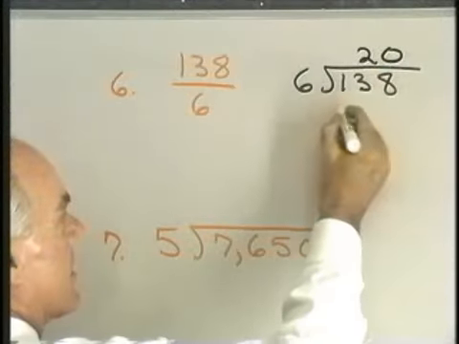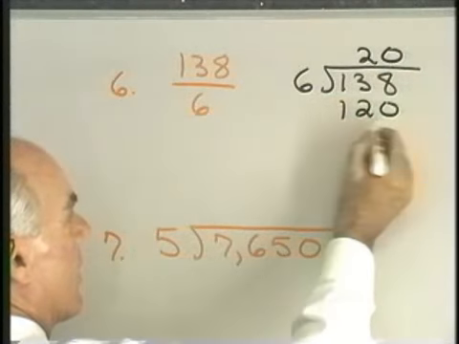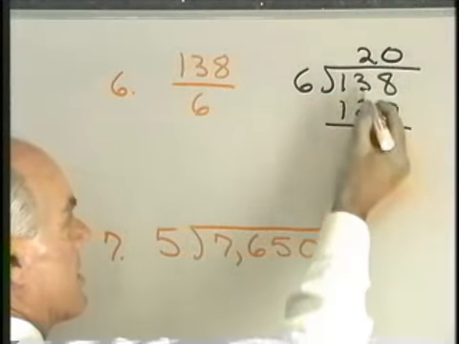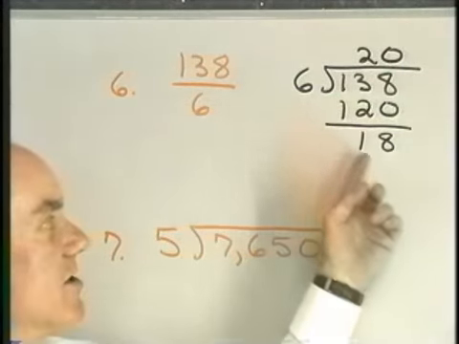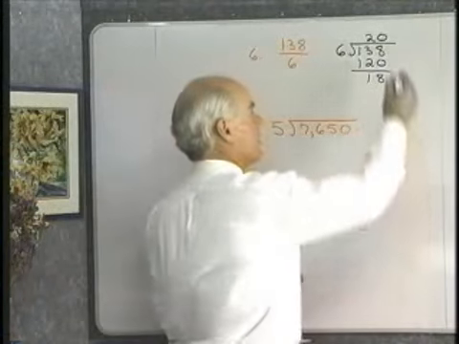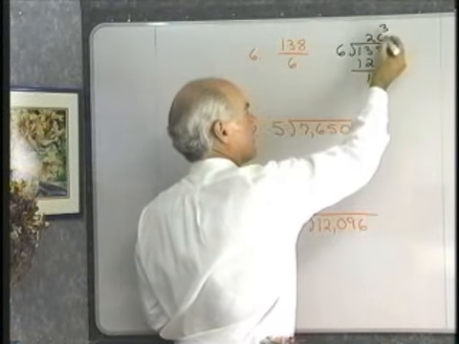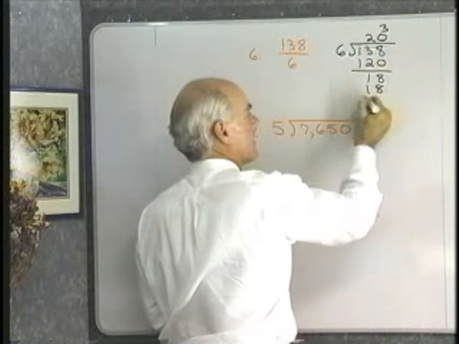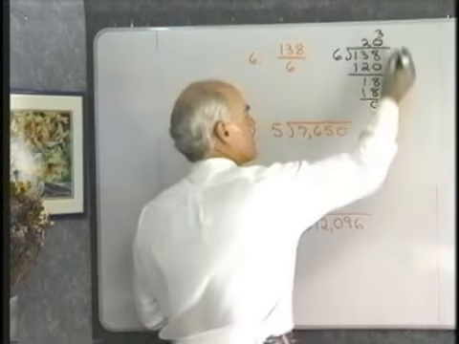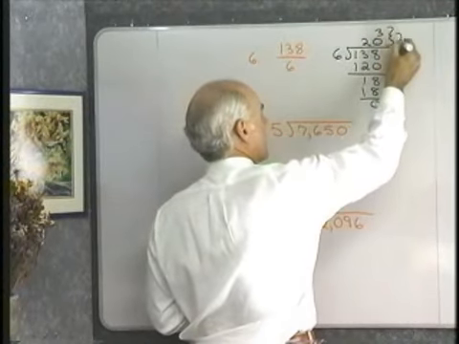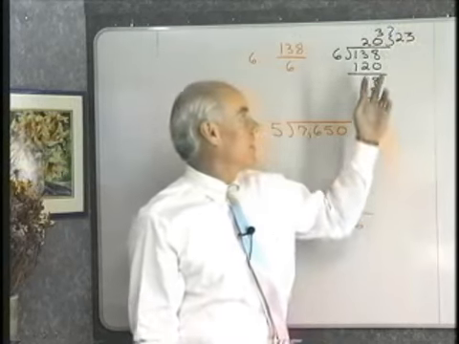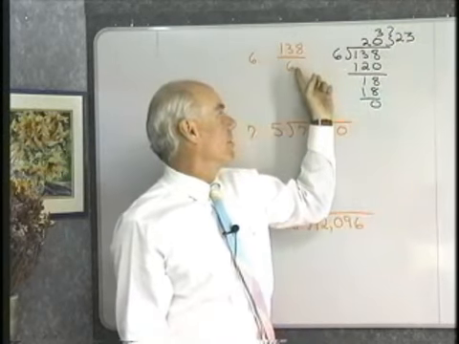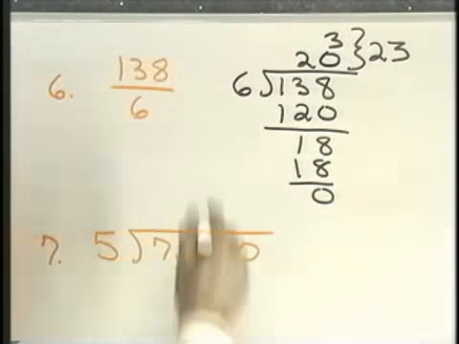20 times 6 is 120. I subtract to see how much I'm off by. I end up with 18. How many 6's are in 18? The answer is 3. So I'll write that 3 right here. 3 times 6 is 18. I subtract and get 0. So when I add my estimates up, I end up with 23. So I think my answer to 138 divided by 6 is 23.